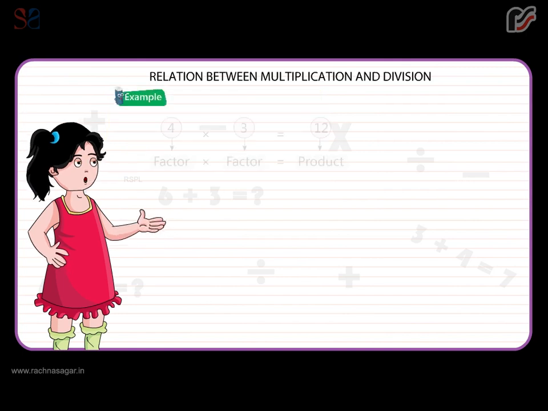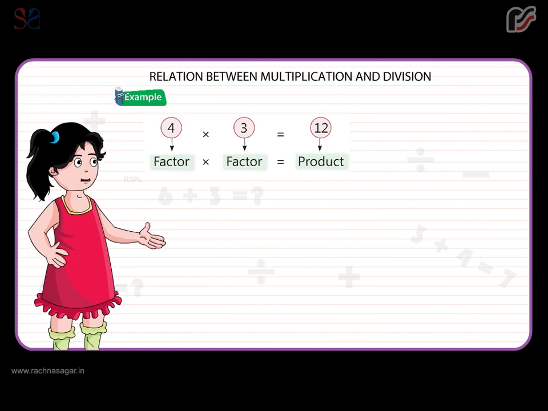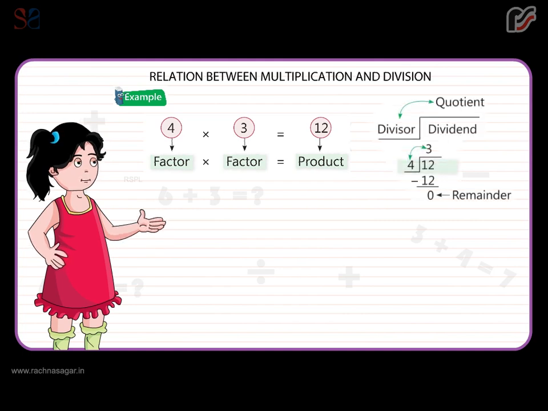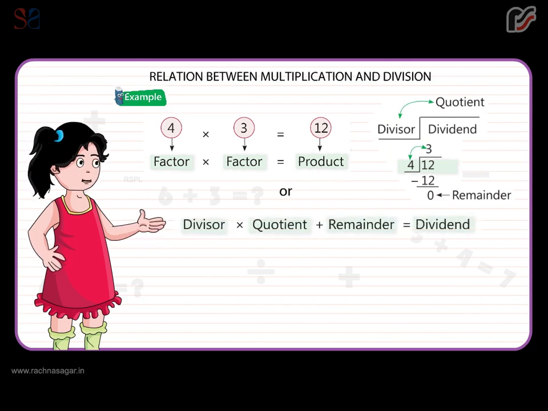Example, 4 multiplied by 3 is equal to 12. 4 and 3 are factors and 12 is a product. Or divisor multiplied by quotient plus remainder is equal to dividend.